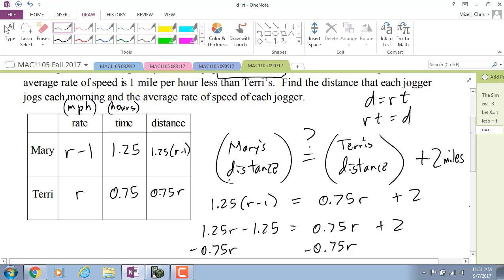So that's probably, when I see this problem missed on a test, the most frequent way it's missed is there's some R's that show up in this column, there's some D's that show up in this column, and there's really no equation there. You want to use one of those relationships actually to set up the equation like we did with Mary's distance, Terry's distance, and the plus 2.